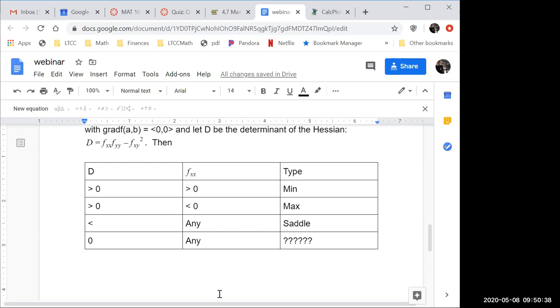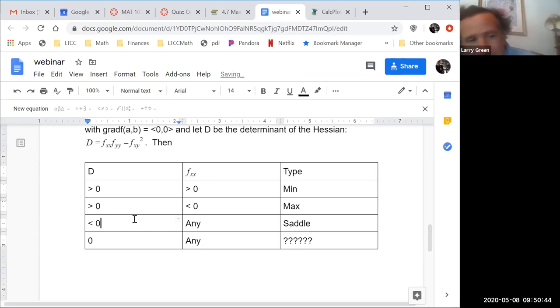Yes, on row 3, where it says D is less than, what should we say? Less than 0. Okay. Sorry about that. I didn't put the 0 in. Positive or negative, basically. Thanks. Okay, any other questions on this?